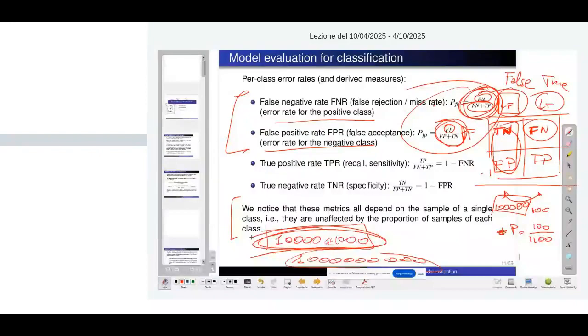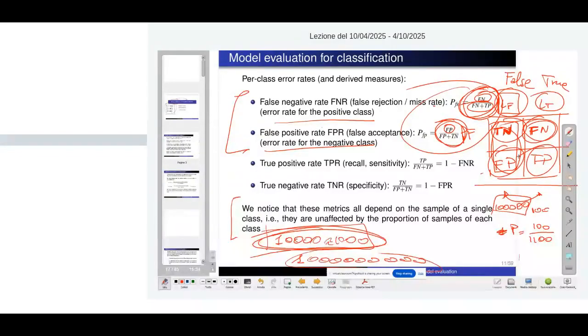So the false positive and false negative rate do not depend on the proportion of the classes in the dataset. To measure one, we just need to know how many samples we have of that class. We don't care how many samples we have for the other class. The error rate is not like that. The error rate takes into account all elements of the matrix together. The denominator and the numerator both depend on all the classes.